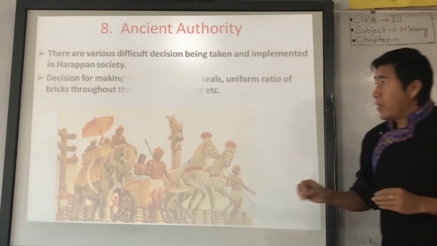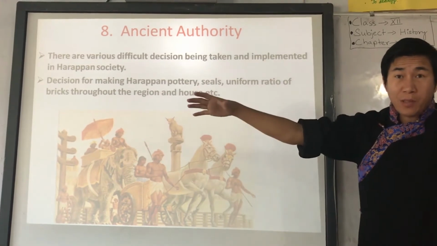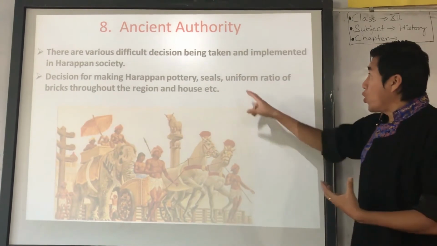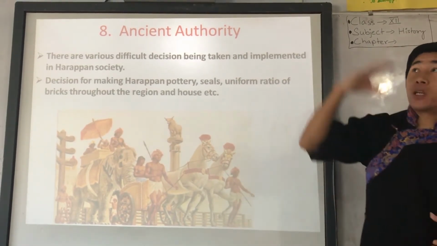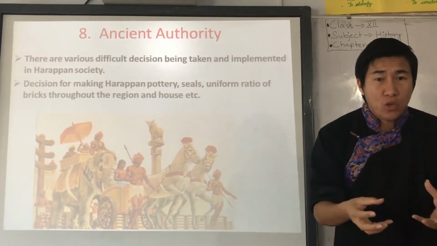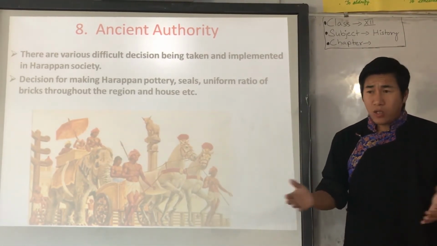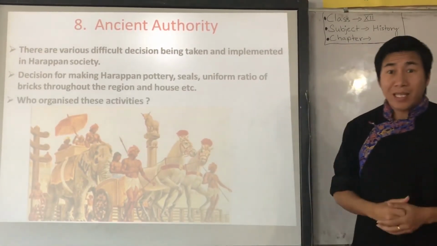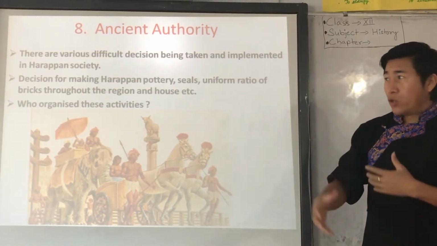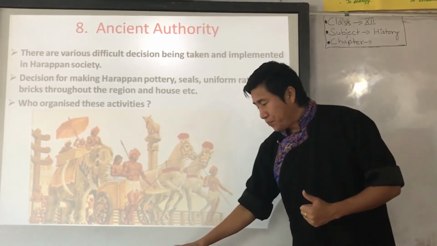And second, a very interesting decision was made for Harappan pottery. All the Harappan settlements have the same kind of pottery, Harappan seals, and also a uniform ratio of bricks. From Jammu and Kashmir to Gujarat, you will find bricks of the same size and same ratio in all the Harappan settlements. So who looked after this kind of work? So the question here is, is there any ruler? Is there any king? We are going to know more about ancient kings and palaces in the next slide.